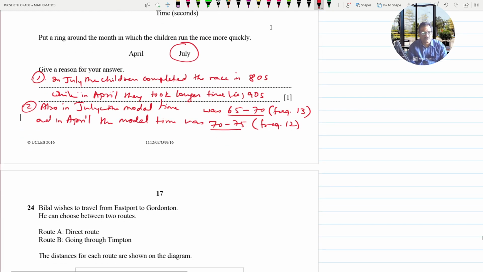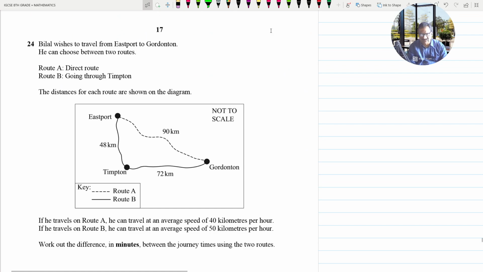Now let us go to next question. That is question number 24. And here, what they are saying is Bilal wishes to travel from Eastport to Gordontown. Okay, and he can choose between two routes. So this is Eastport and this is Gordon Town. So you can travel from here to here by two routes. So this is one route and this is another route.